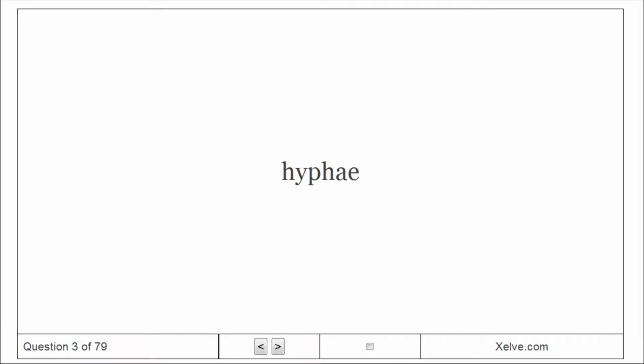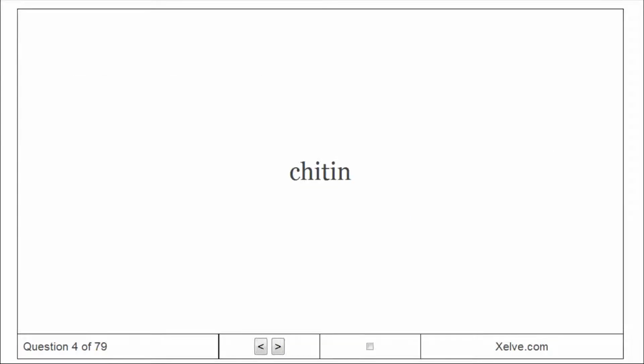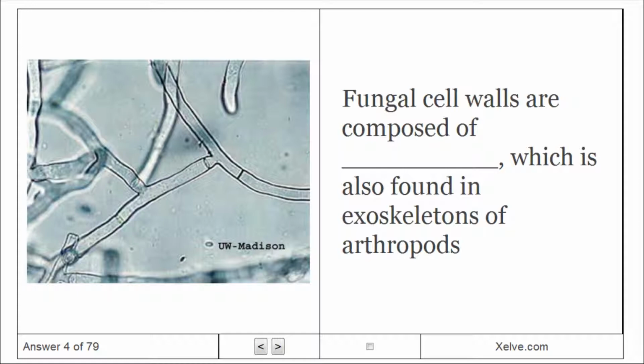Hyphae. Body of fungus, a network of filaments. Chitin. Fungal cell walls are composed of chitin, which is also found in exoskeletons of arthropods.